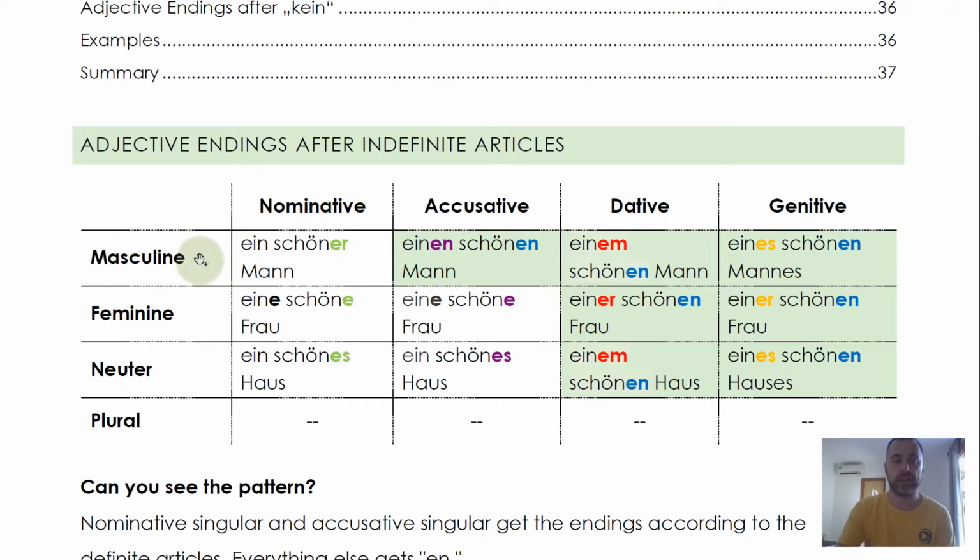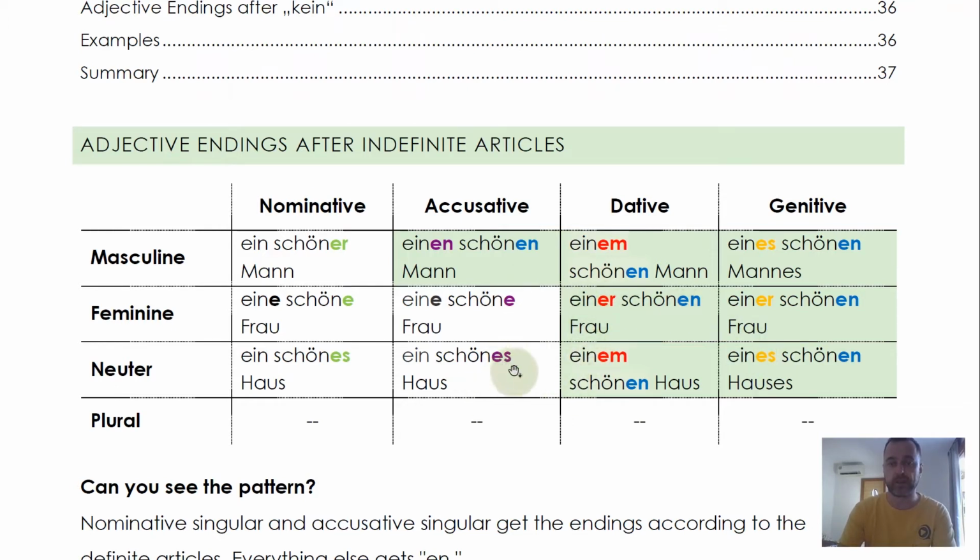So masculine, definite article is der, so ein schöner Mann, a beautiful man. Feminine, die, so eine schöne Frau, die Frau. Neuter, das, ein schönes Haus, das Haus. No ending here, so we add here the ending of the definite article.